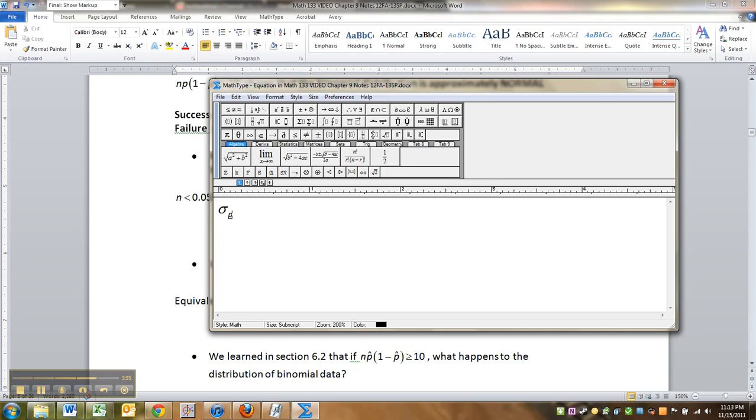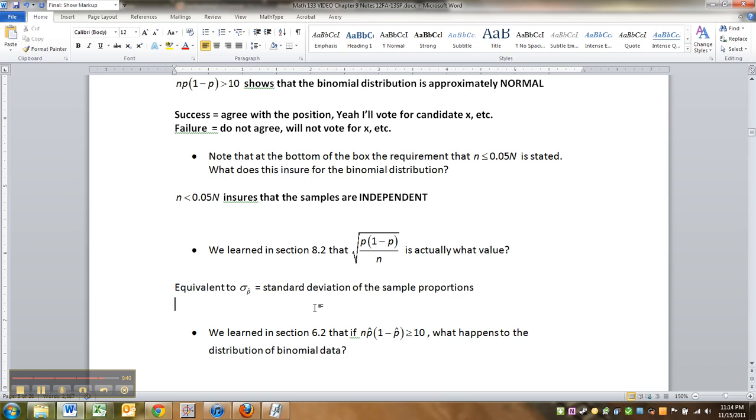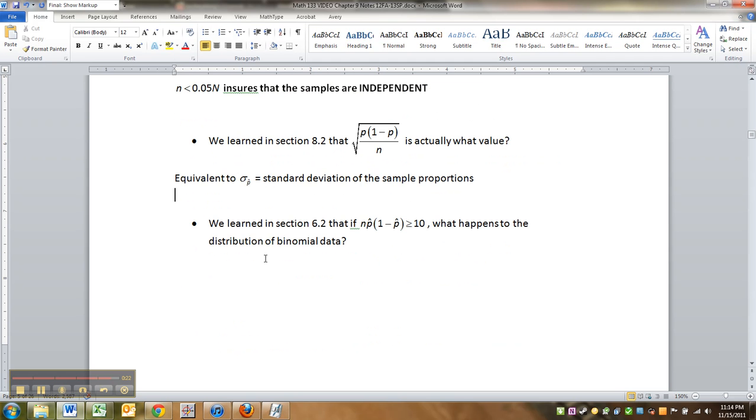Sigma p hat, which is the standard deviation of sample proportions. How much do these proportions vary from sample to sample? So for example, let's say you're running up to a presidential election, you poll them one week, what percentage are going to vote for candidate X? Then you do it again next week, and again, and again. How did the weeks vary from each other? That's what this measures. This tells you how weeks varied from week 1 to week 2 to week 3. Variability.